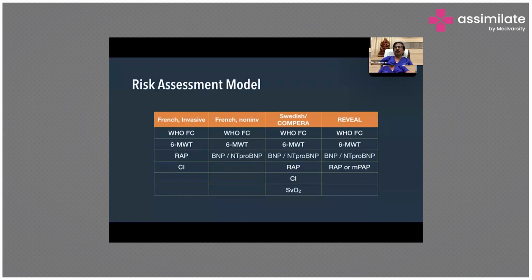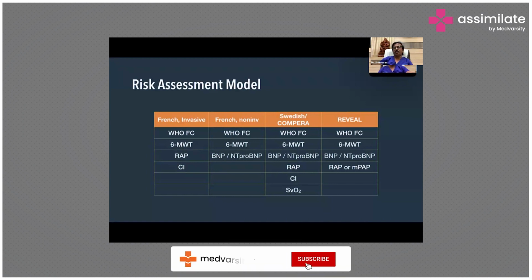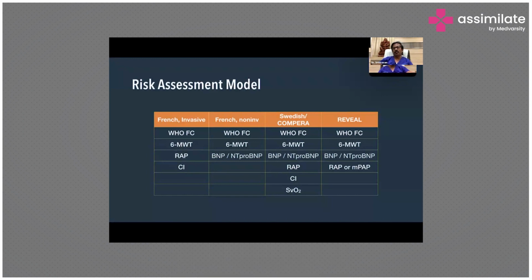So the most commonly used things are mostly subjective. You look at the function class of the patient or the symptoms of the patients. That is one thing which is seen in all the models. And the 6-minute walk test is a very important, very simple, non-invasive test, which can be done easily by anybody, even in a very rural setup. These 2 things can be done.